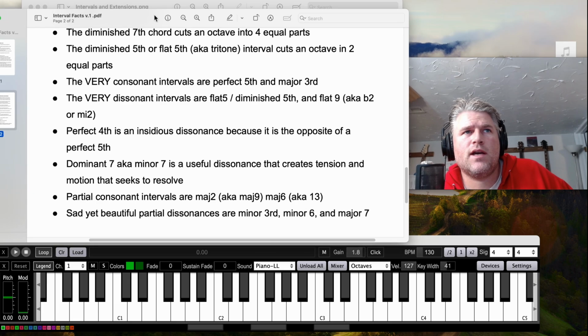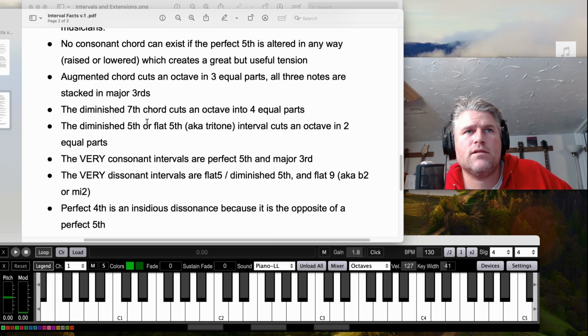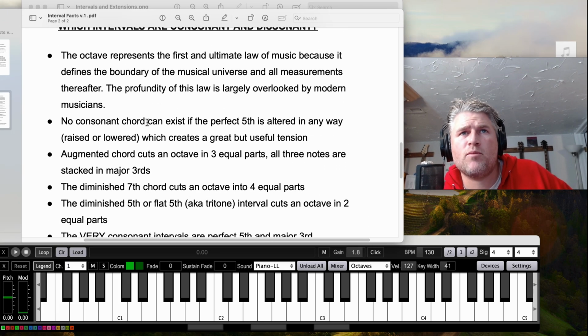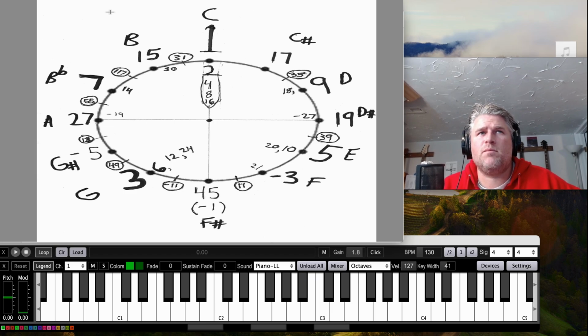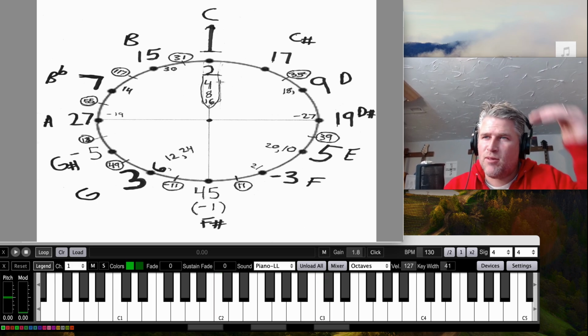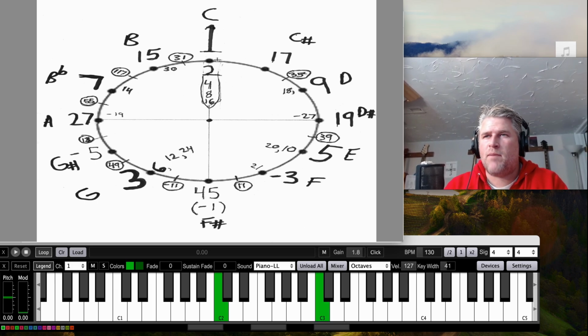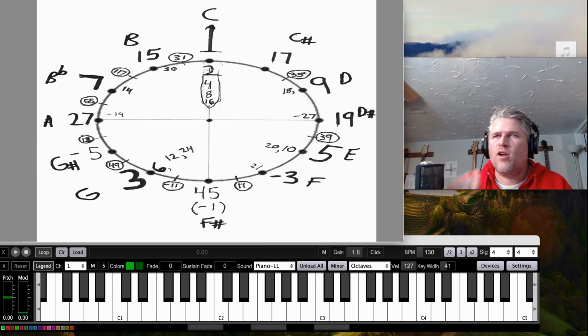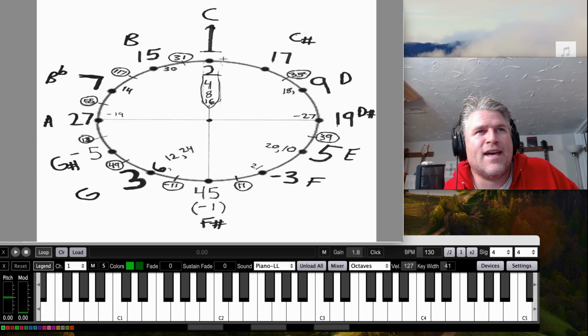All right, let's rush through these here. I want to let you guys get off of this lesson. Octave represents the first and ultimate law of music because it defines the boundary of the musical universe and all measurements thereafter. The profundity of this law is largely overlooked by modern musicians. You've established a principle and its ultimate boundary, and every single other interval will fall in that circle somewhere. So that is a super important idea.